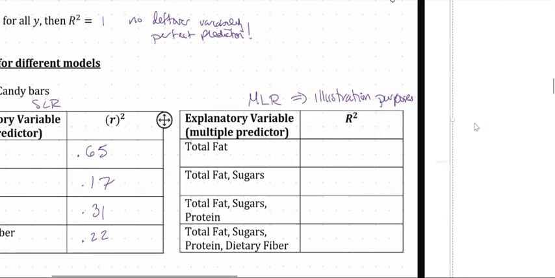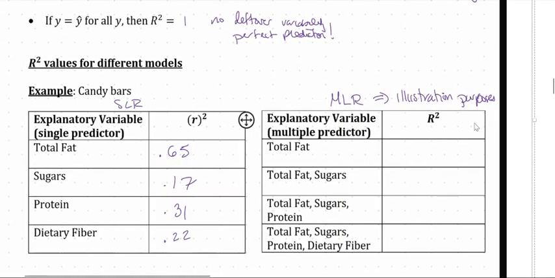Now, if I want to think about multiple regression, I come over to the right-hand side, and I'm going to build each of these models in turn. So, the first thing I'm going to do is build a model that uses just fat to predict calories. Well, when I use just fat to predict calories, I'm going to have an R squared of 0.65, because that's the simple regression equation. So, we already know that fat explains 65% of the total variability in calories.